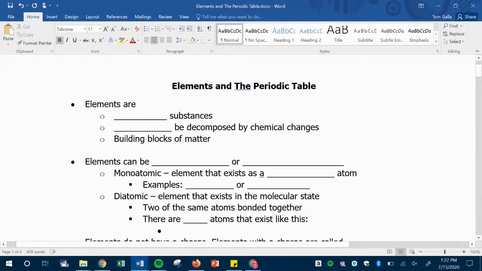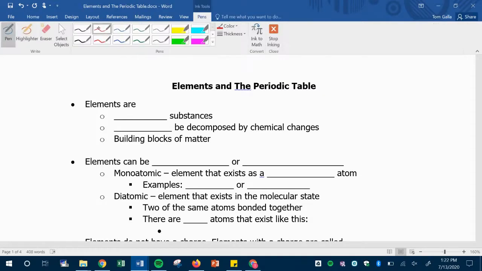And right now we're going to talk a little bit about classifying matter, which we'll break down further later on. But we're just going to talk about how the periodic table is arranged. And because of its arrangement, there are some things that we need to know about it. And so first off, when we're talking about elements, elements are pure substances.